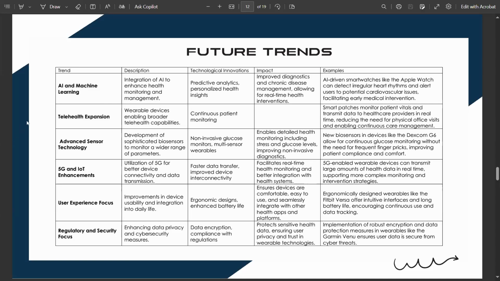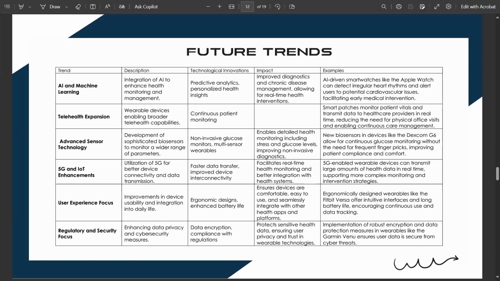Expansion of telehealth capabilities. Wearable devices are becoming integral to the expansion of telehealth, providing continuous patient monitoring and data collection. This facilitates remote diagnosis and management, enhancing the accessibility and efficiency of healthcare services.